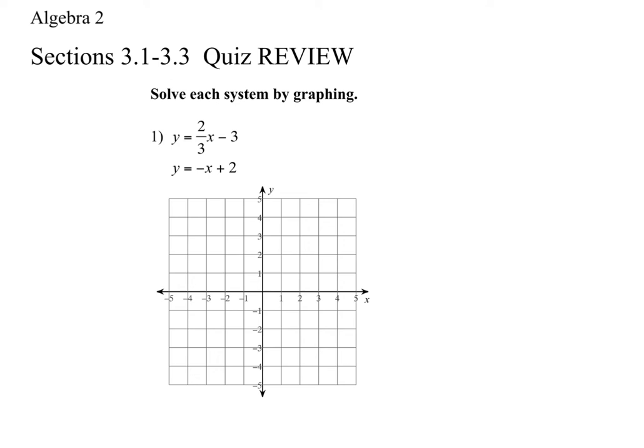So the first one we solved was by graphing. You could have it in standard form or in slope-intercept form. This particular one is in slope-intercept form. And so you literally just graph the two lines, and then where they cross is the answer.